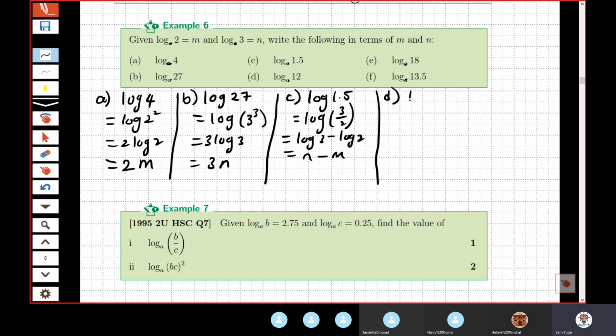She's on fire. Log 12. What does log 12 become?